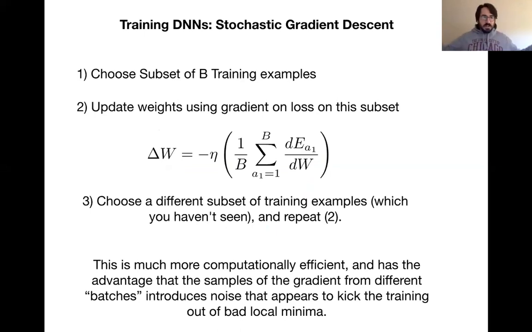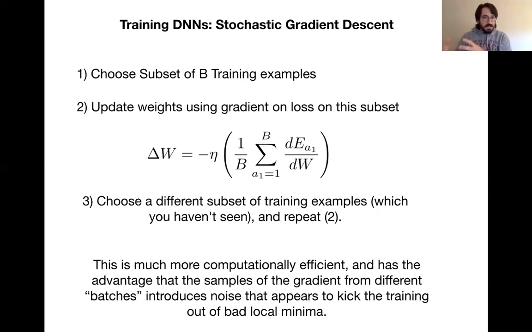So instead of taking your entire training set, you take some subset of B training examples. When B equals 1, you just take one training example. That's actually called stochastic gradient descent. When B is something larger than 1, like 10 or 20, that would be mini batch gradient descent. So you take this subset of the training set and you update your weights on that subset. Now you choose a different subset, and then you repeat step 2, update your weights, choose a different subset. And in this way, you go through your entire training set, but one small batch at a time.